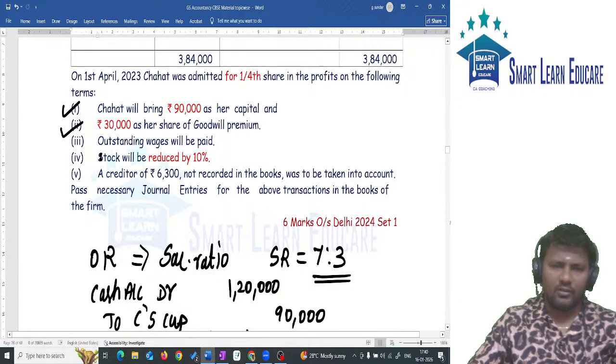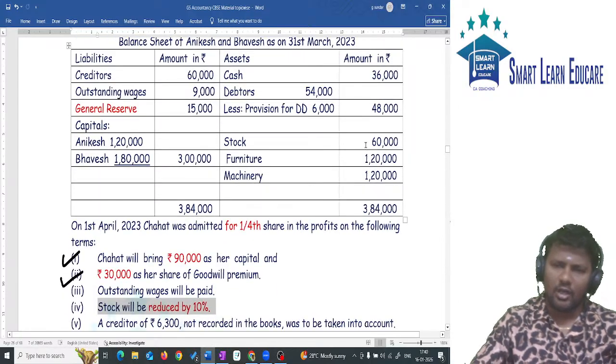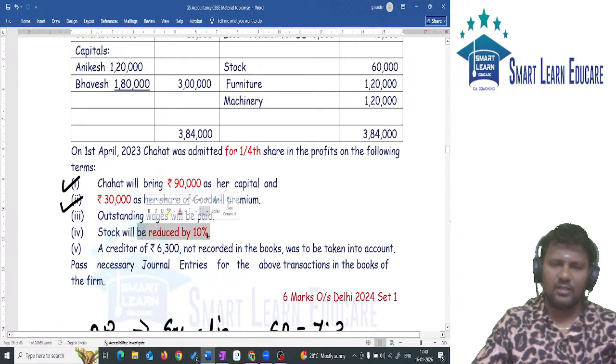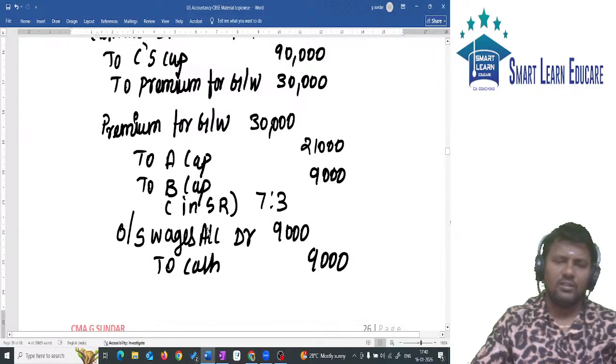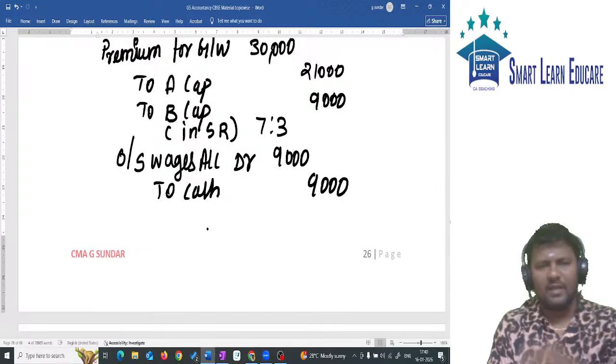Next one, stock will be reduced by 10%. Already we have a stock of 60,000. In 60,000 there is a reduction of 10%. For this we should pass entry. What is the entry? Stock is asset. Asset will have debit balance. Now debit balance reduces.